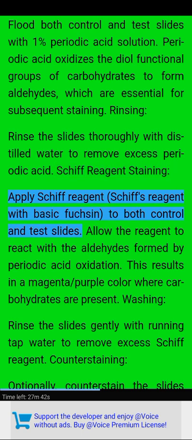Schiff reagent staining. Apply Schiff's reagent with basic fuchsin to both control and test slides. Allow the reagent to react with the aldehydes formed by periodic acid oxidation. This results in a magenta-purple color where carbohydrates are present. Washing. Rinse the slides gently with running tap water to remove excess Schiff reagent.